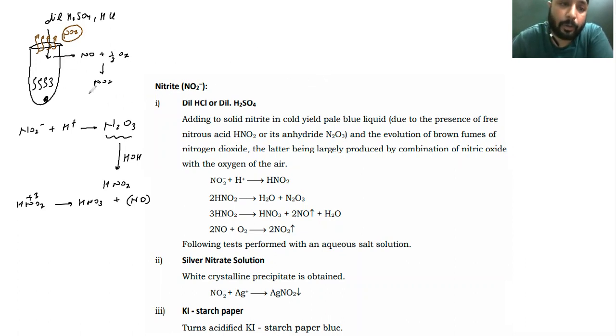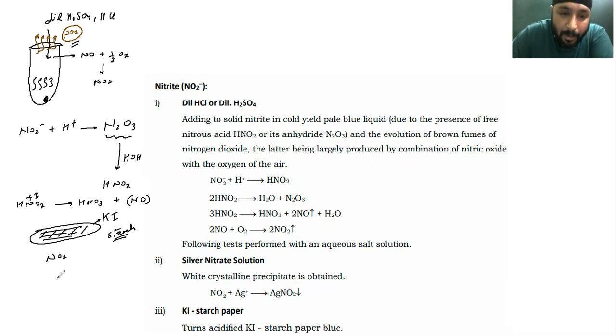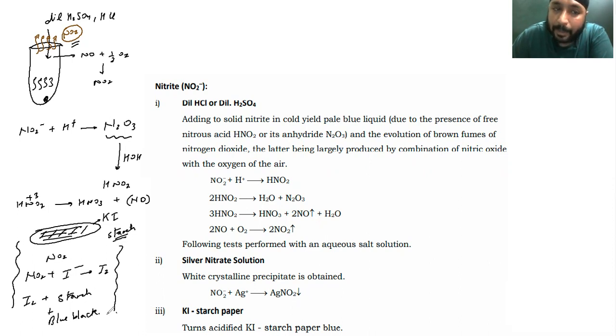Right? Now, in order to check that this NO2 gas is coming out, what I'll do, I'll pass this NO2 gas onto a KI starch paper. Now this is a paper which contains KI and starch, potassium iodide and starch. Understood? Now what will happen? This NO2 is an oxidizing agent, it will oxidize I minus to iodine. And iodine, you know that in the presence of starch, the starch will produce an inclusion compound which is blue-black in color. Now, this test is a confirmatory test for nitrite anion, right?